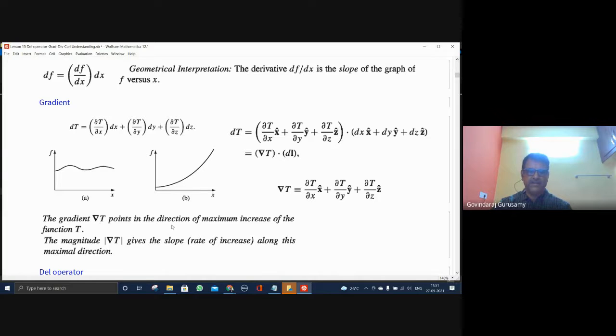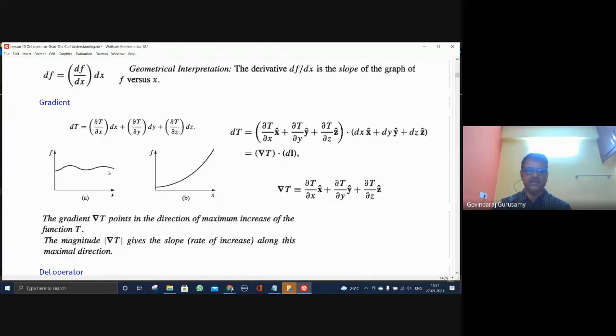Del T points in the direction of maximum increase of the function T, which means there is a T which changes with x, y, z. Then at what point the maximum changes are taking place, that is being picked out by del T. Okay, so this is slow variation. dx or df by dx is small, so the df is large, which means the slope is large. df is proportional to the slope. You can see that's the meaning of that.